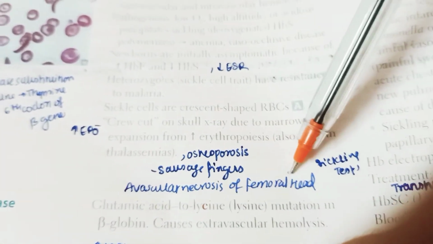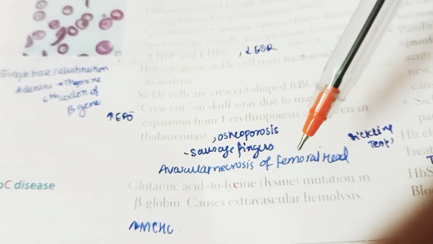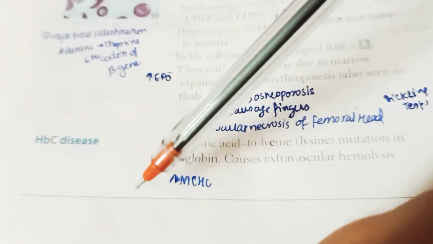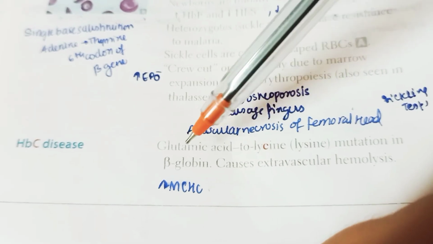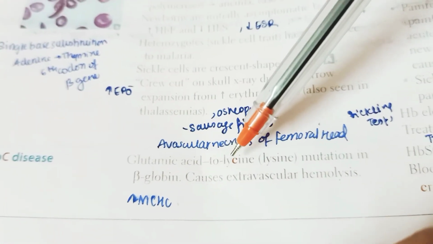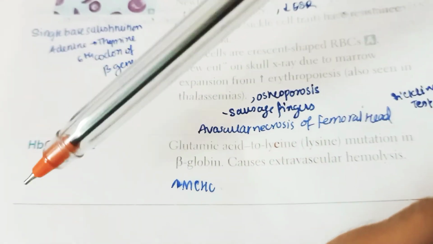And there is avascular necrosis of the femoral head associated with this process. And a glutamic acid to lysine mutation is seen in HbC. Now coming to HbC, how to remember? C for lysine, glutamic acid to lysine. There is glutamic acid to valine substitution in HbS, here glutamic acid to lysine substitution, especially in beta globin. So this causes extravascular hemolysis.